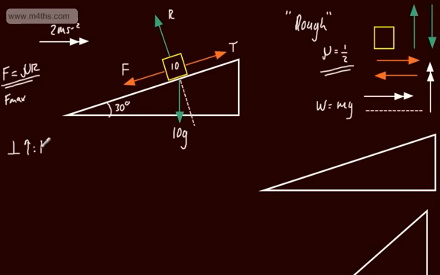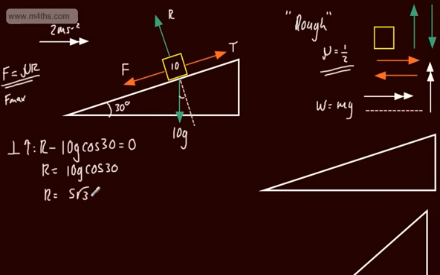We're going to have R minus, and remember, this is a 30-degree angle, minus 10g cos 30 degrees will be equal to 0. That's Newton's second law, F is equal to ma. So we're resolving perpendicular to the plane. From here I can see that R is going to be 10g cos 30 degrees. Cos 30 degrees is root 3 over 2. So I could write this as R is 5 root 3 g newtons, and that's an exact value.